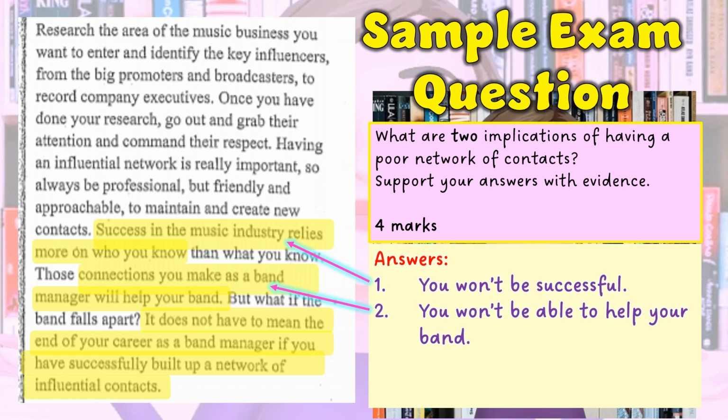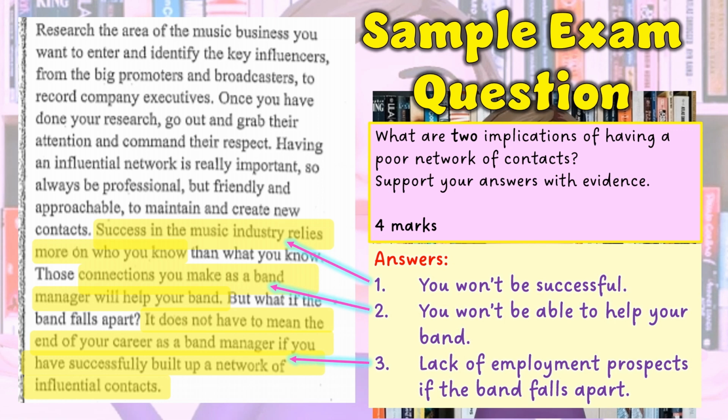And it doesn't have to mean the end of your career as a band manager if you've successfully built up a network of influential contacts. Well, this suggests that if you haven't, then you'll have a lack of employment prospects if the band falls apart. Remember, you only need 2 implications and 2 pieces of evidence to support that. And as I wrote in an earlier slide, the first slide that had this question, an implication is a consequence. How did you do?